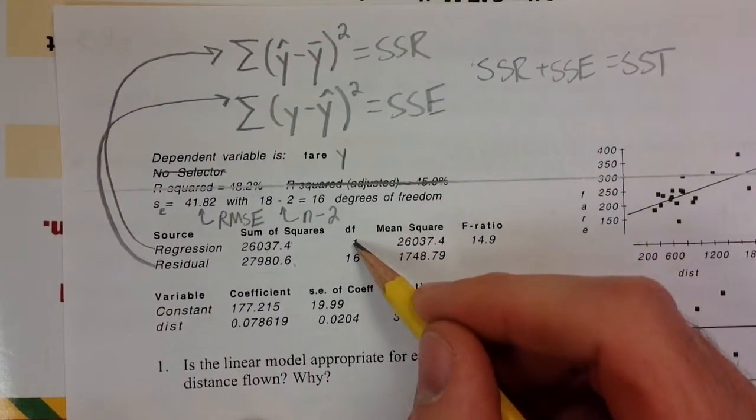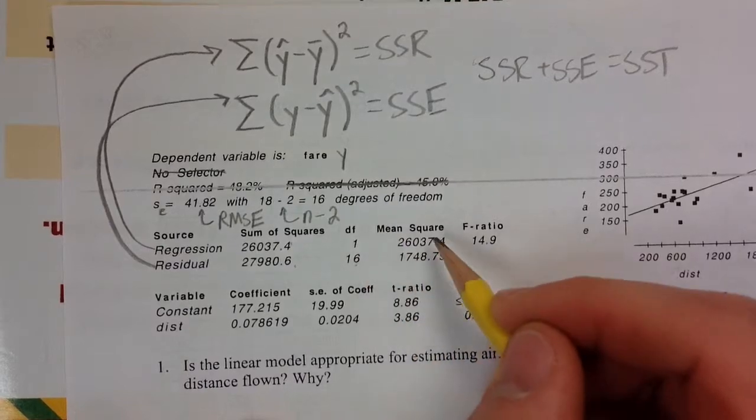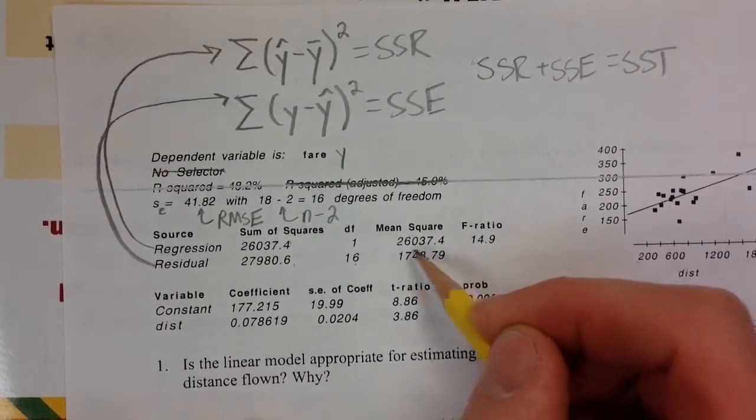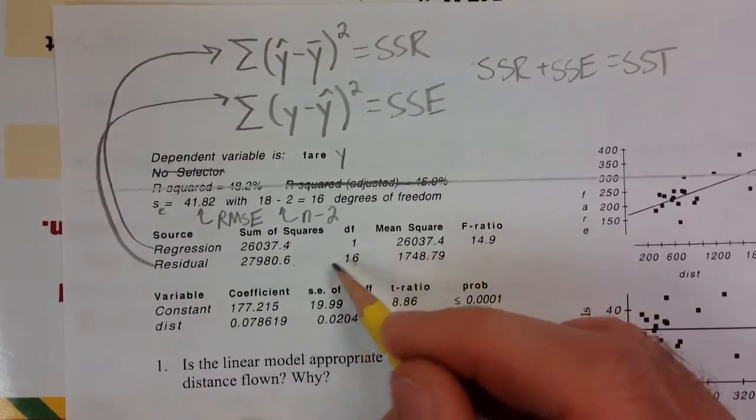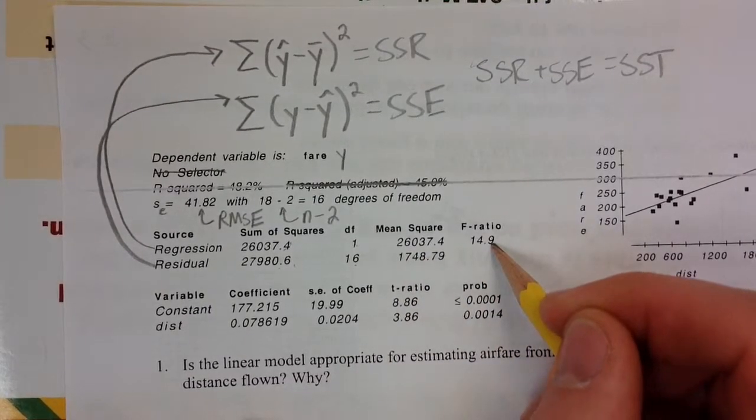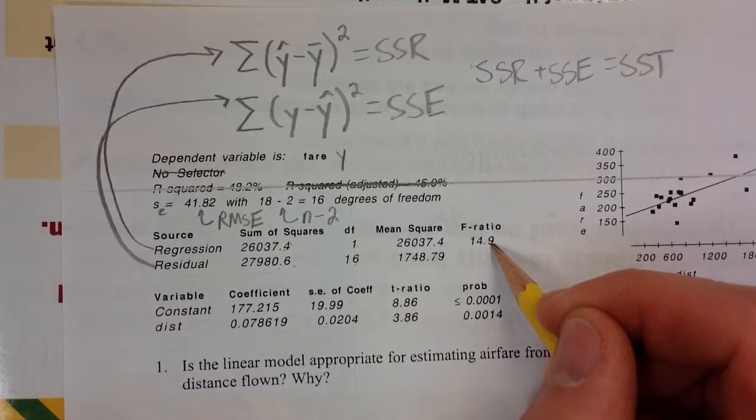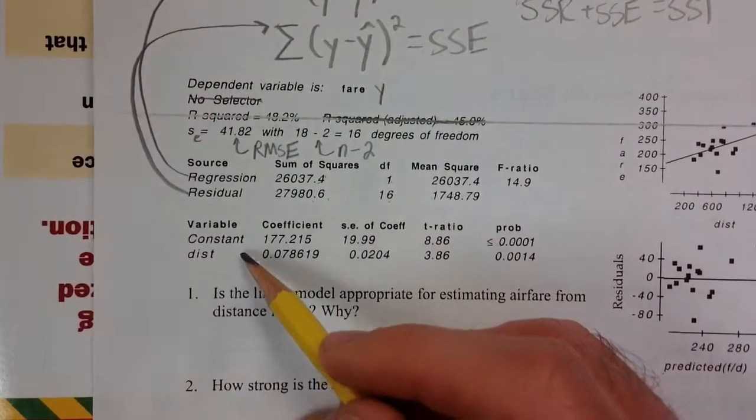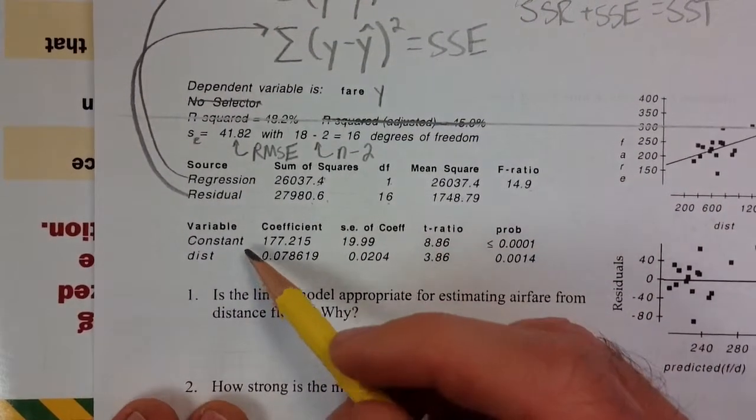I wouldn't worry about degrees of freedom at this stage. The means just come from dividing the sums by the degrees of freedom, which gives you a measure of just overall. F ratio, probably in a college stats course you'll cover. The next portion we'll need.